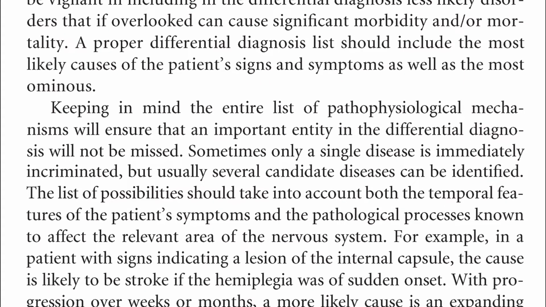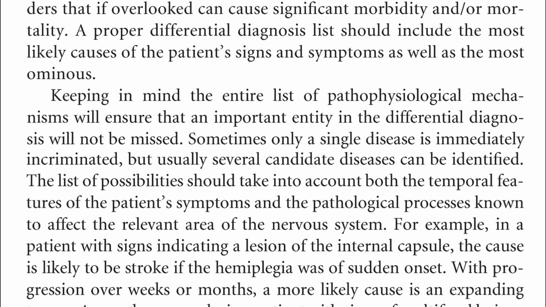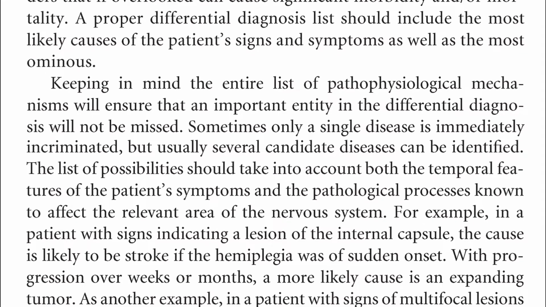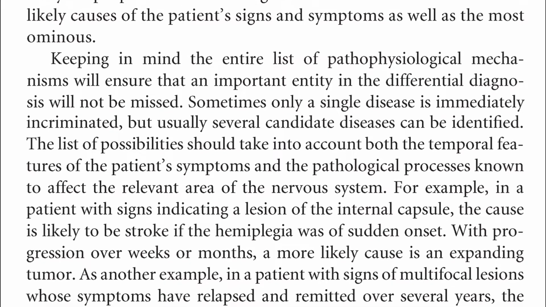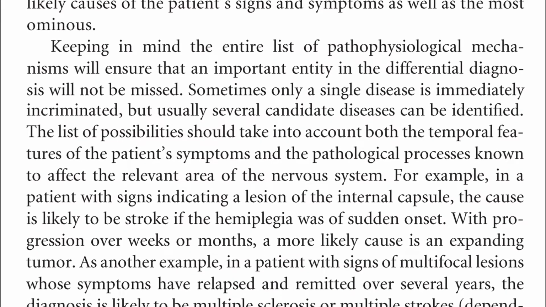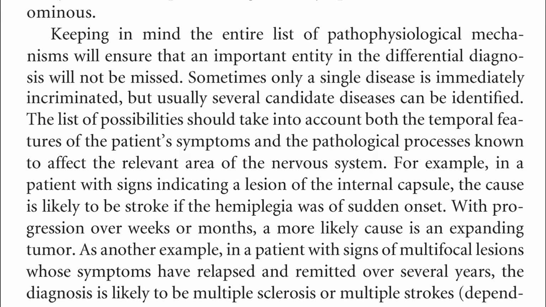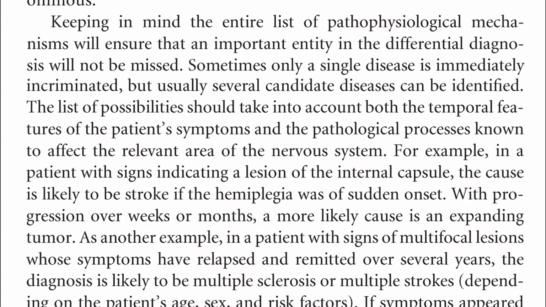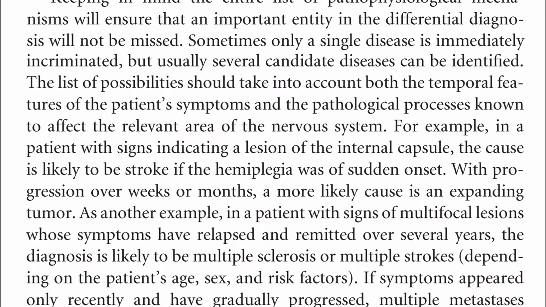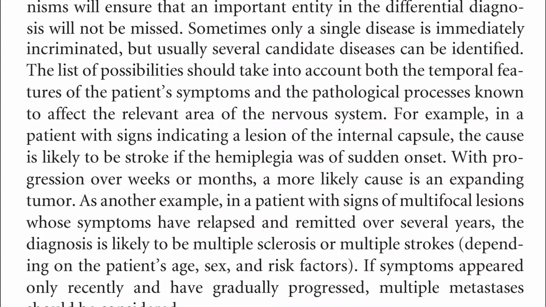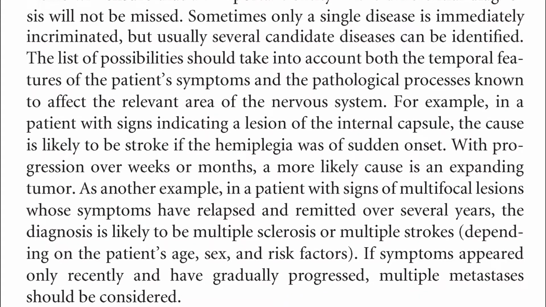Sometimes only a single disease is immediately incriminated, but usually several candidate diseases can be identified. The list of possibilities should take into account both the temporal features of the patient's symptoms and the pathological processes known to affect the relevant area of the nervous system. For example, in a patient with signs indicating a lesion of the internal capsule, the cause is likely to be stroke if the hemiplegia was of sudden onset.